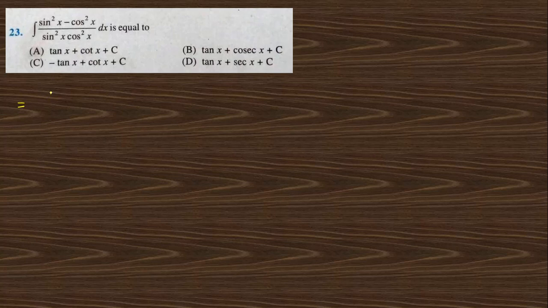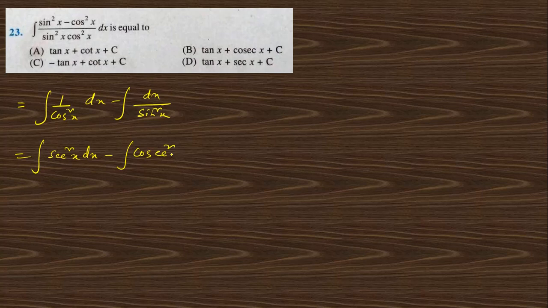For that, just divide by sine square x cos square x. So 1 by cos square x dx, and cos square by cos square cancels out, so dx by sine square x. So this is the integration of sec square x dx and this is the integration of cosec square x dx. So this is nothing but tan x, and this is plus cot x plus c. Integration of this is minus cot x, so this will be c. So option number a is the correct answer of this question. Next question.